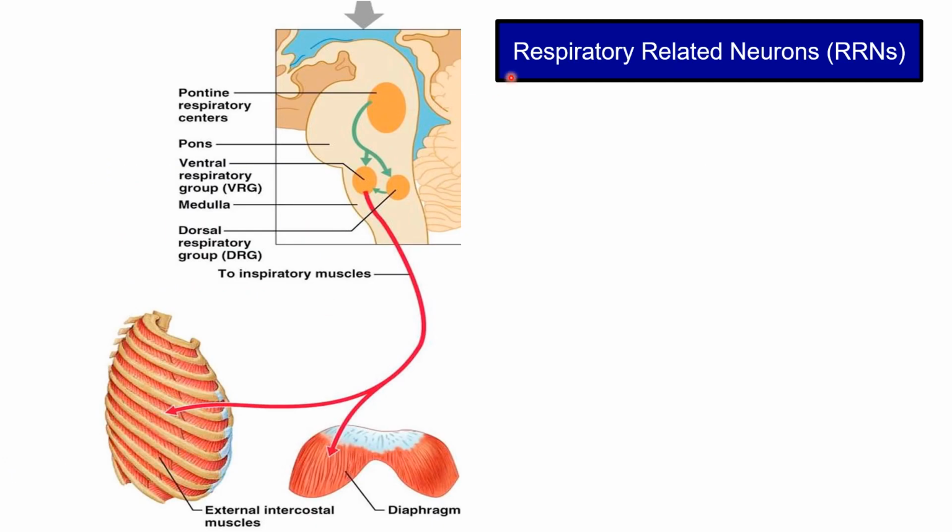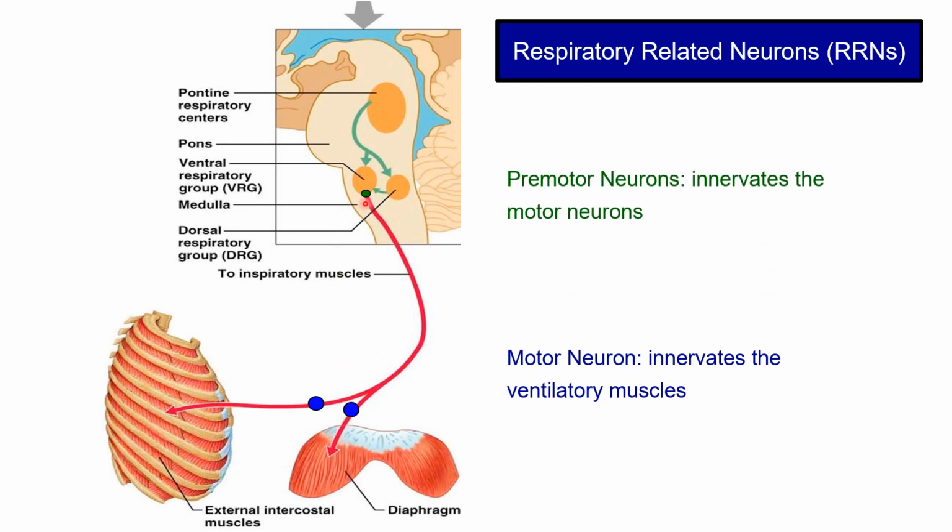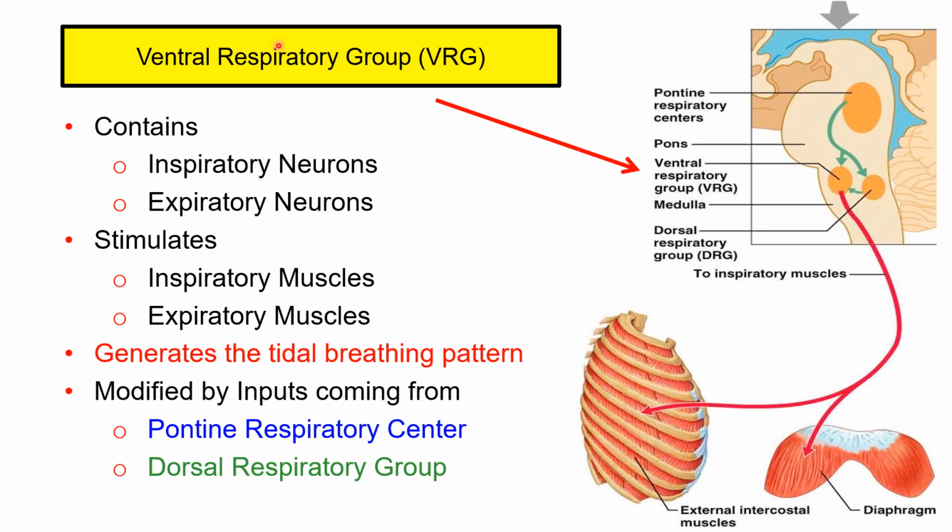So this is another way of looking at the respiratory-related interneurons. You have the motor neurons, which innervate the respiratory muscle. Then you have your premotor neurons, which innervate the motor neuron. Then finally, you have your interneurons, which make interconnections with the other respiratory-related neurons. The first is the ventral respiratory group.